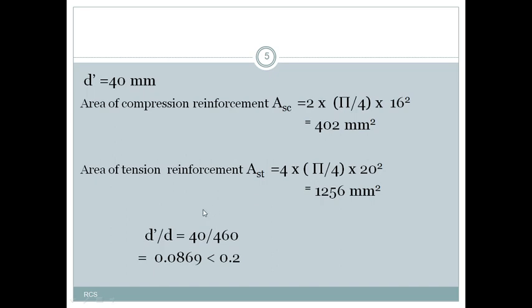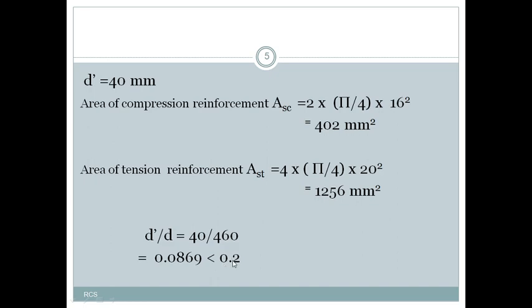Then we have to calculate the ratio of d dash by d for knowing the value of fsc. So d dash by d equal to d dash, which is given as 40 mm, and effective depth is given as 460. So from that we get the ratio as 0.0869, which is less than 0.2. Generally, Table F of SP16 has given the values up to 0.2 only. So that's why we have to check for that. Otherwise we go for further calculation.